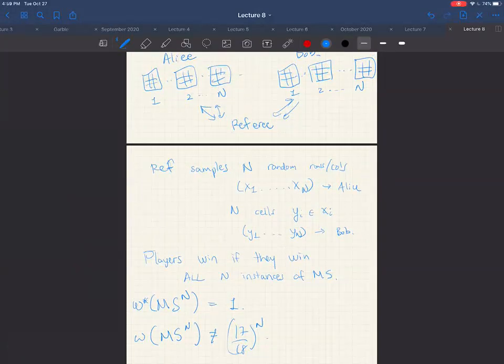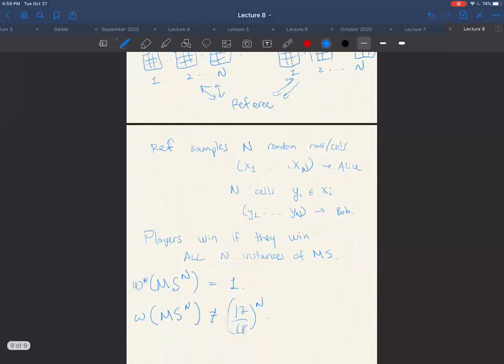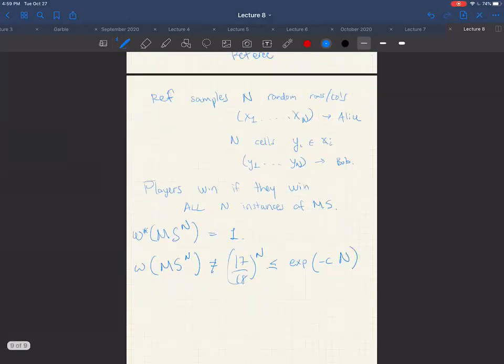The reason it's not so straightforward is that Alice and Bob actually see all of these questions at the same time. Alice sees X1 up to XN all at the same time, and in principle she can use a strategy that doesn't treat all of the games separately. She could use some information about game one to decide what her answer is for game two. Why would she do that? It seems like it shouldn't help her because they're unrelated games, but this can actually help Alice and Bob. This parallel repetition of games is really strange. It takes a lot of work to show that the classical value of this game does decay exponentially, but it's not this simple 17 over 18 to the n. It does decay exponentially with the number of games, but at a rate that's kind of funky. But as n goes large, this does go to zero very, very quickly.